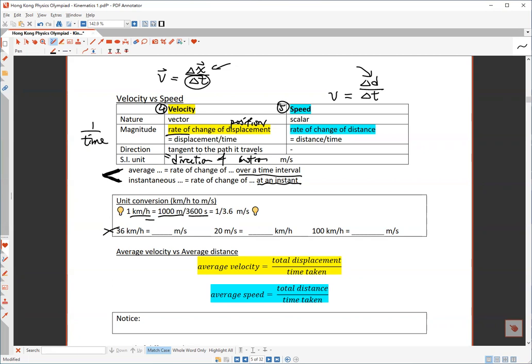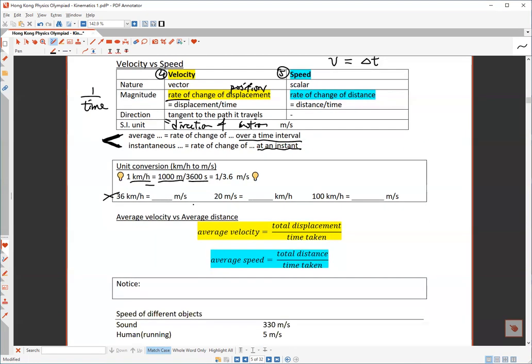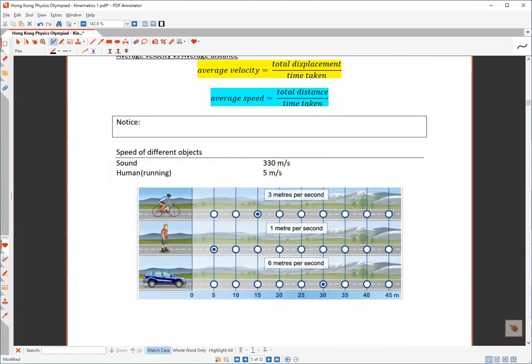So there are two different terms. We'll talk about the instantaneous velocity and speed later on. Let's have a look at a few speeds that you need to memorize. For the speed of sound, you need to know it. That is 330 meters per second, because you need to compare this speed to others.